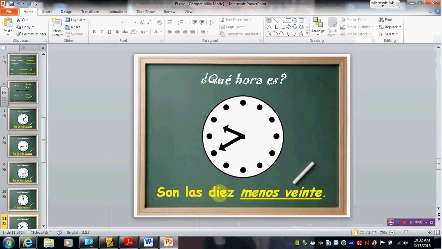On this one, we subtract because, of course, it's after the half an hour. So it is telling us that it is 10 o'clock minus 20 minutes, which means what? It is 9:40. Yes, it is 9:40.